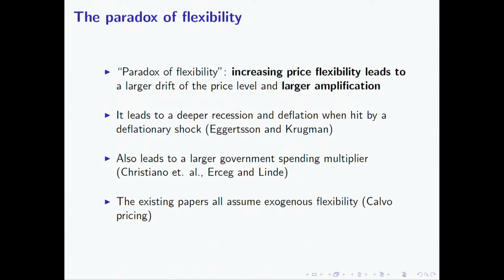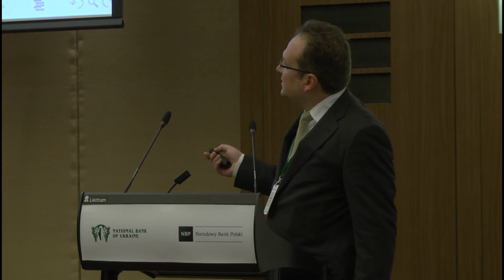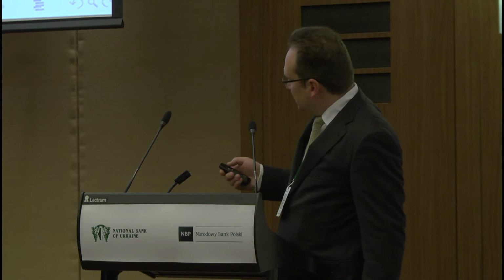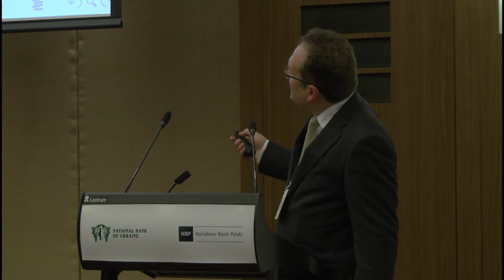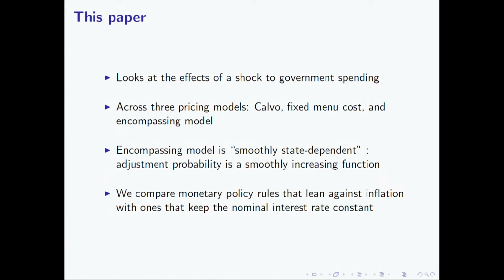Now, one thing that all existing papers assume is that price setting is time dependent. In particular, they assume Calvo pricing. And as we already mentioned, the profession has moved beyond Calvo pricing and is studying models of state-dependent pricing, which is what we do in this paper. So we extend this analysis to models of state-dependent pricing, and we look in particular at the effects of a shock to government spending across three pricing models: Calvo, fixed menu cost, and an encompassing model. This encompassing model is what we call smoothly state-dependent. We call it so because the adjustment probability is a smoothly increasing function of the adjustment gain. This is very similar to what Oleksiy showed in one of his slides. And we compare monetary policy rules that lean against inflation with ones that keep the nominal interest rate constant.